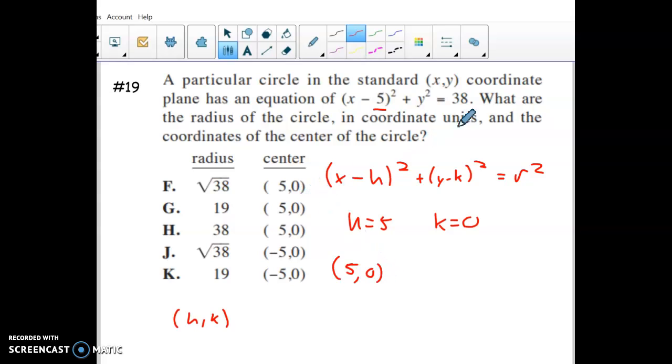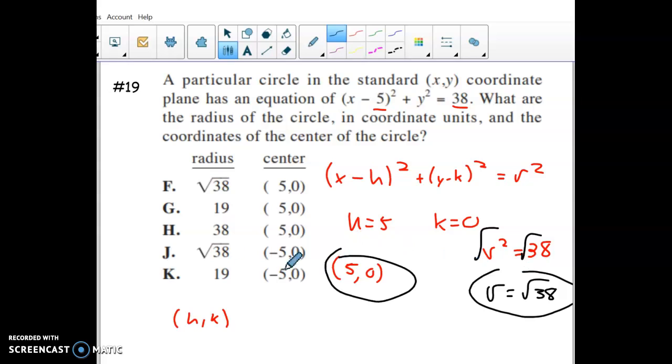And then as far as the radius goes, this is radius squared. So if we just say radius squared equals 38, then it makes sense that r, if we square root both sides, r would just be the square root of 38. So our radius is the square root of 38, and the center is (5, 0). So that would be letter F.